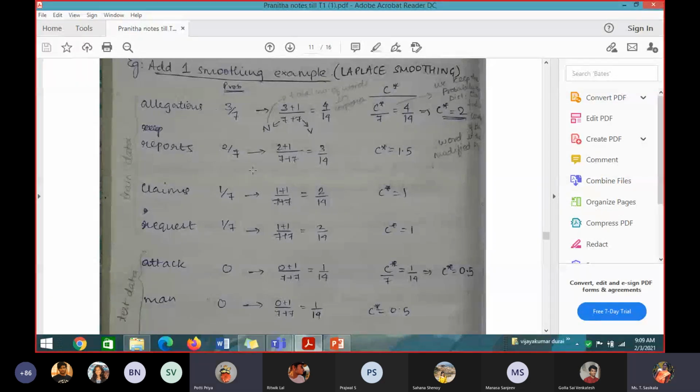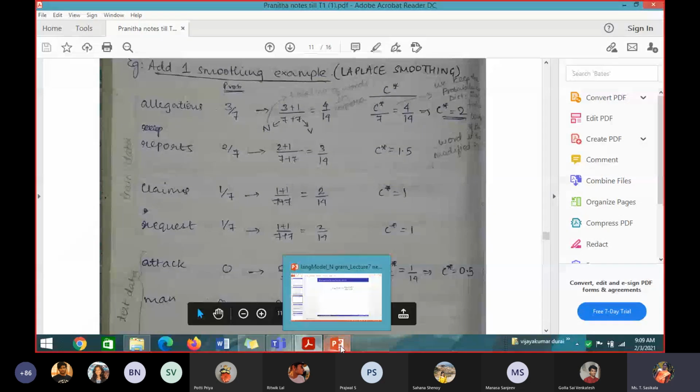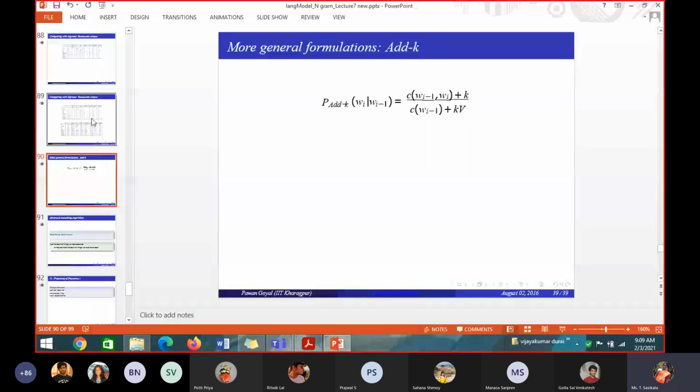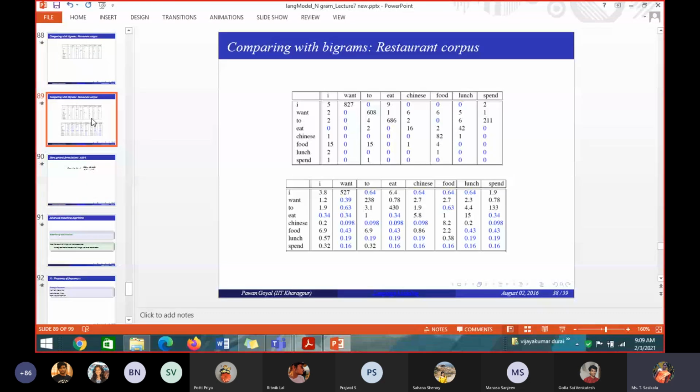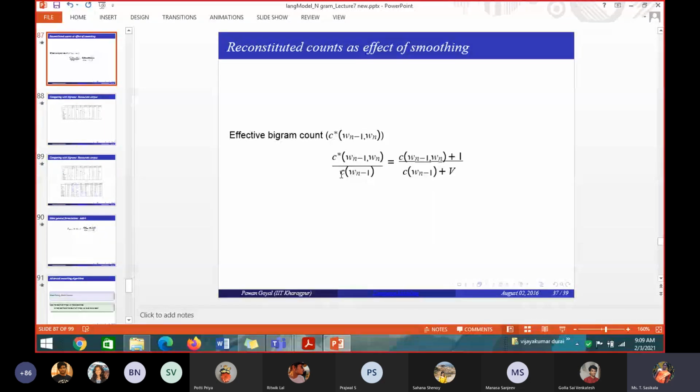If you want, I'll show the bigram count, the formula C star. C star is equal to this divided by 7. Okay, Wn minus, that is Wi minus 1. Deny the how many times occurring totally: deny the allegation, deny the report, deny the claims, deny the offer, deny the outcome, deny the man, deny the attack. Totally 7 words. That's why I am dividing by 7 here.